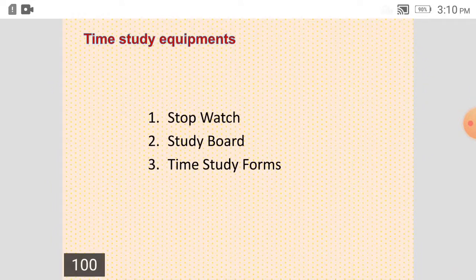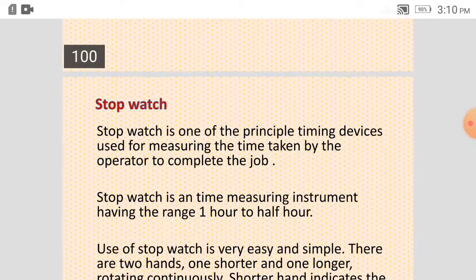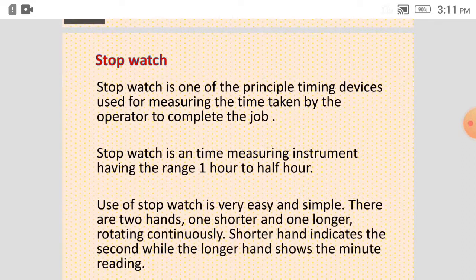Time study equipment are stopwatch, study board, time study form. So simple equipment are there: a stopwatch, with the help of which we can get the time required for performing that job. A study board can be there, where we can write the time taken, and time study forms are there that can be filled with the data by the observer while studying. So very obviously the stopwatch is one of the principal timing devices used for measuring the time taken by the operator to complete the job. A simple stopwatch can be used.